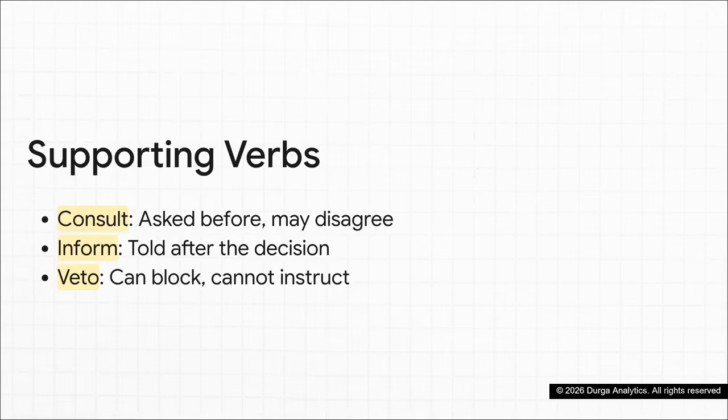You can have any number of people to inform, meaning they're just told after the fact, but veto must be strictly 0 or 1. A veto is a blunt instrument, right? It can block an action, but it cannot instruct an alternative. It could really only be granted where a genuine block right exists, like on physical integrity grounds.